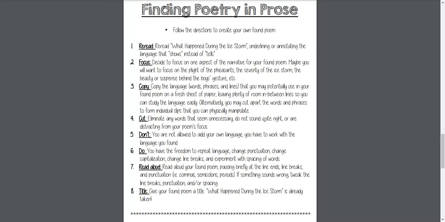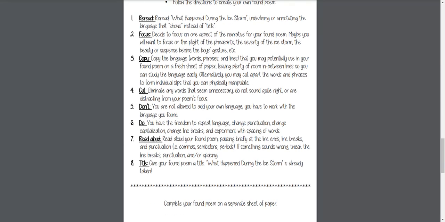Then you are going to copy the language that you may use onto a separate sheet of paper. You don't have to use every single word. You can pull more than what you need. You just pull that off to the side so that you can decide what's going to fit the best. Then you cut out anything that you don't need. Do not add any of your own language. You just need to work with the words that were originally there. You do have the freedom to repeat any language, to change the punctuation or capitalization or the line breaks, experiment with how you want to space the words out. All of that is fine.